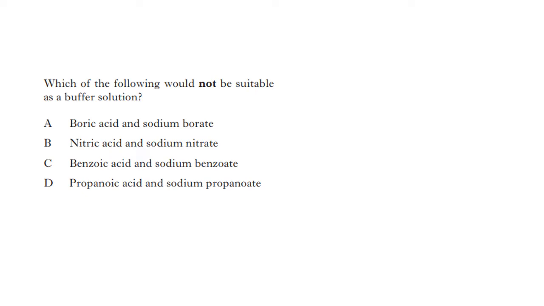So every single one of these has got an acid and a salt made from that acid. Now we need to work out which of these acids are weak. And to do that, look at page 14, because remember, a weak acid is going to be one of the ones found on page 14, which goes into equilibrium because it doesn't fully dissociate into its ions when it dissolves. So on page 14, boric acid is there, so that is a weak acid, so that one can be a buffer. Nitric acid is not there, so nitric acid is a strong acid. And sodium nitrate, well, sodium ions always come from strong bases, so that one's not going to work. Benzoic acid is definitely on page 14, it is a weak acid, as is propanoic acid. So the one that is not a suitable buffer is the one involving nitric acid.